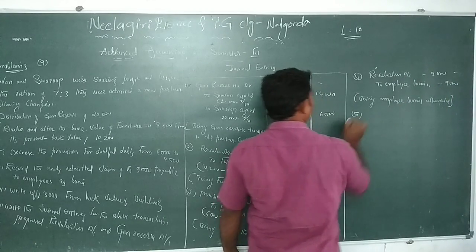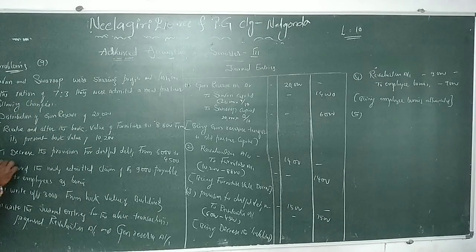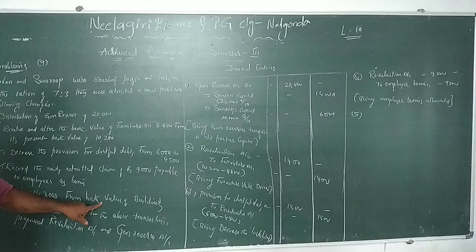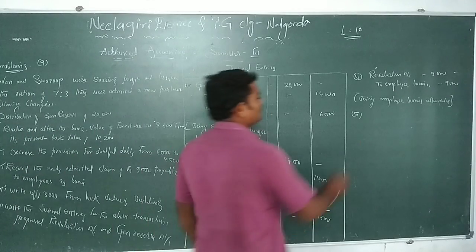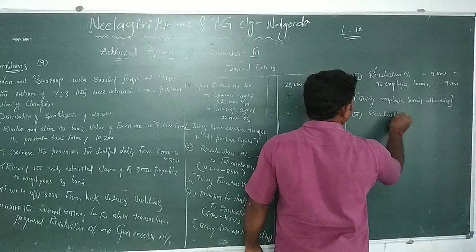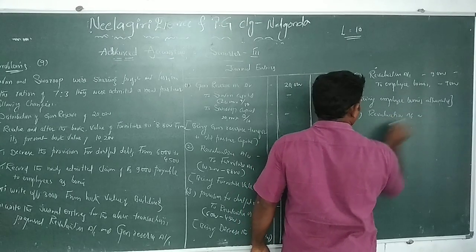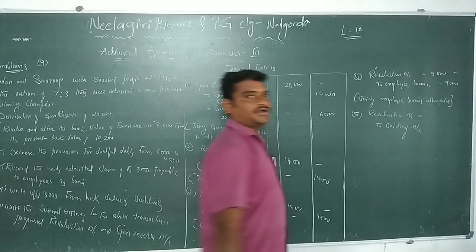Next, the fifth entry. Write off 3,000 from the book value of the building. Written off means depreciation of the building. Decrease the building value. The asset value decreases. Revaluation account debit to building account.